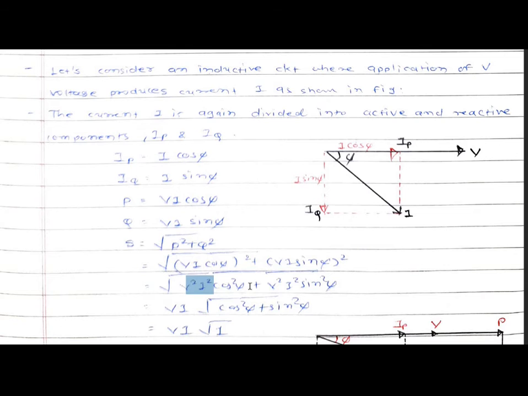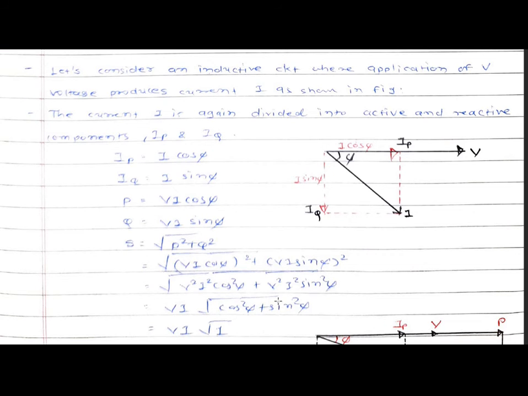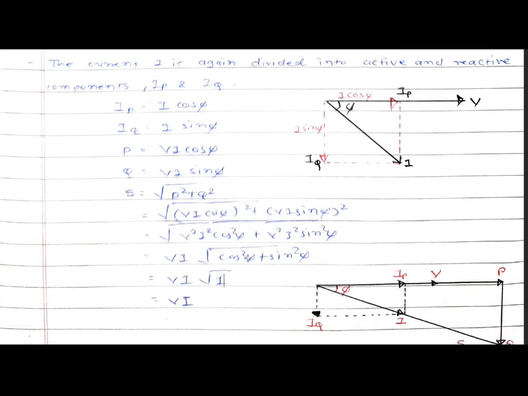Take V squared I squared common out from these two terms, so it will come out of the square root as VI. Inside the square root, cos squared phi plus sin squared phi remains, and we know that cos squared plus sin squared is equal to 1. So simply put the value of this term as 1. So our answer for S will be VI. This is the simple derivation of the apparent power S equal to VI.